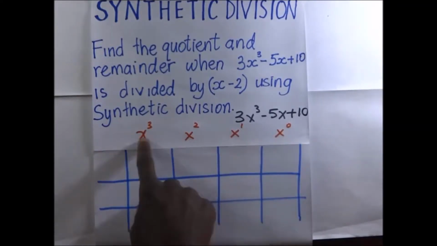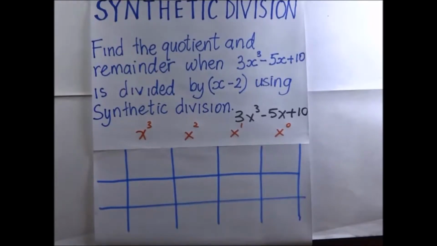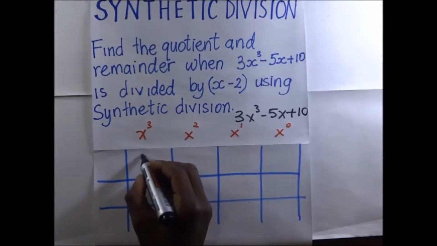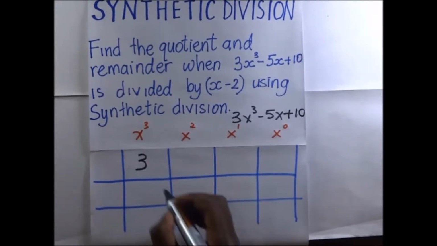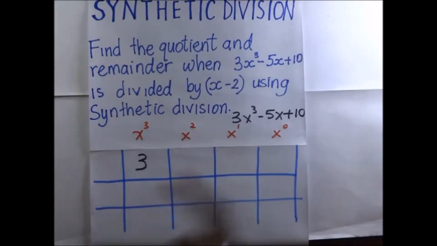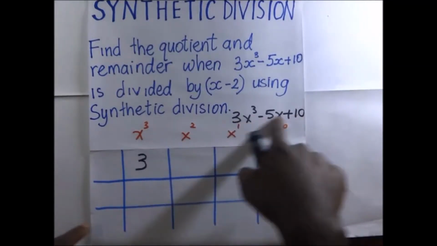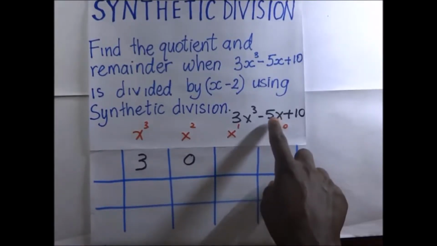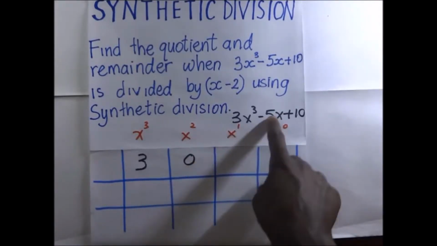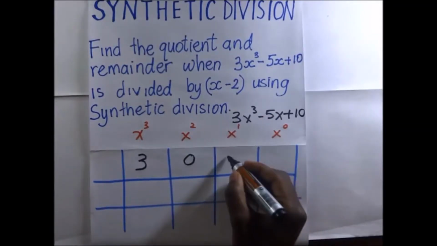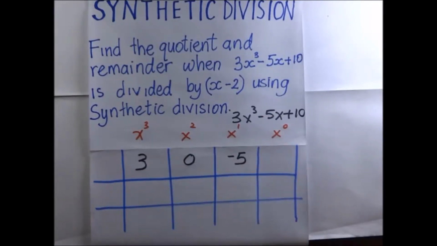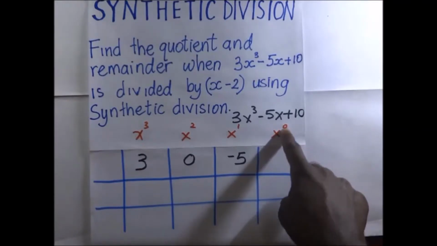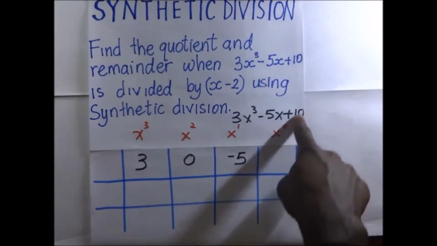So it means that our coefficient of x to the power 3 is 3. So we put here the 3. The x to the power 2, we do not have any term that is x to the power 2, so that is 0. Our coefficient of x to the power 1 is negative 5. Our coefficient of x to the power 0, any number to the power 0 is 1, so the number here is 10.